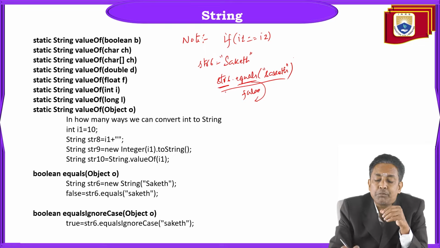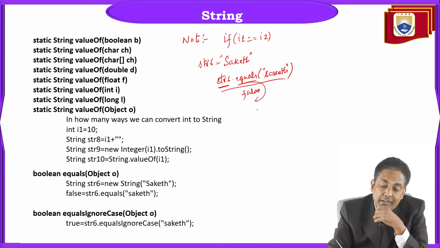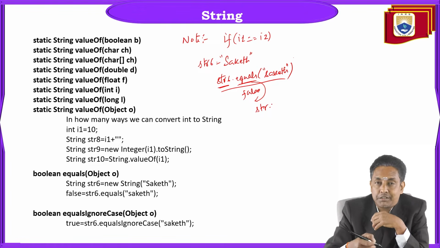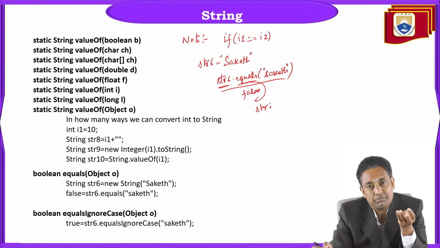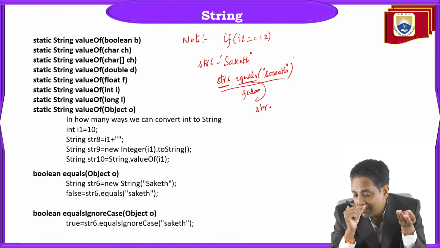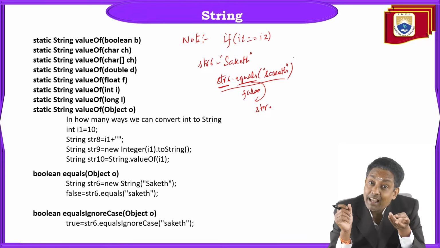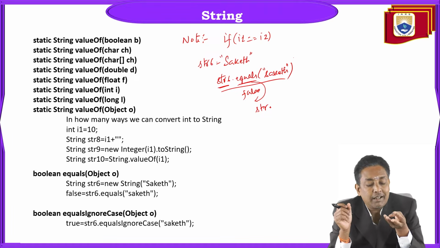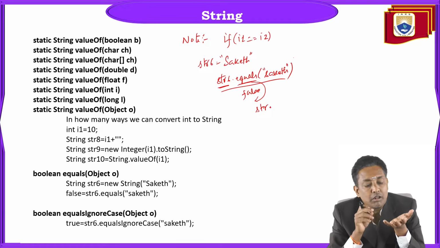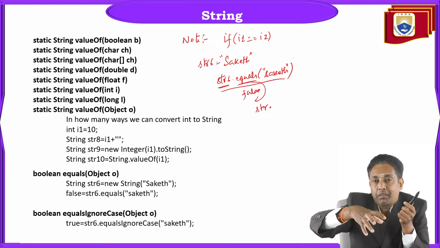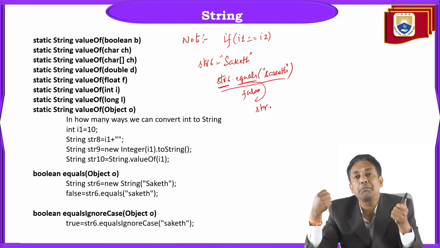So the moment you call string 6 dot equals of socket in the string class, in the next slides I'll show you those methods. In the string class: getBytes, getChars, toCharArray. Three named methods are given to extract a byte array from a string.